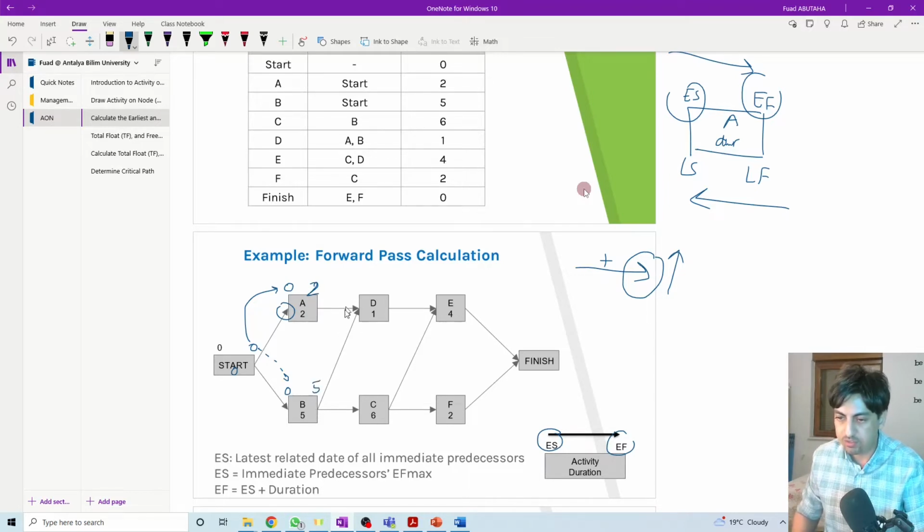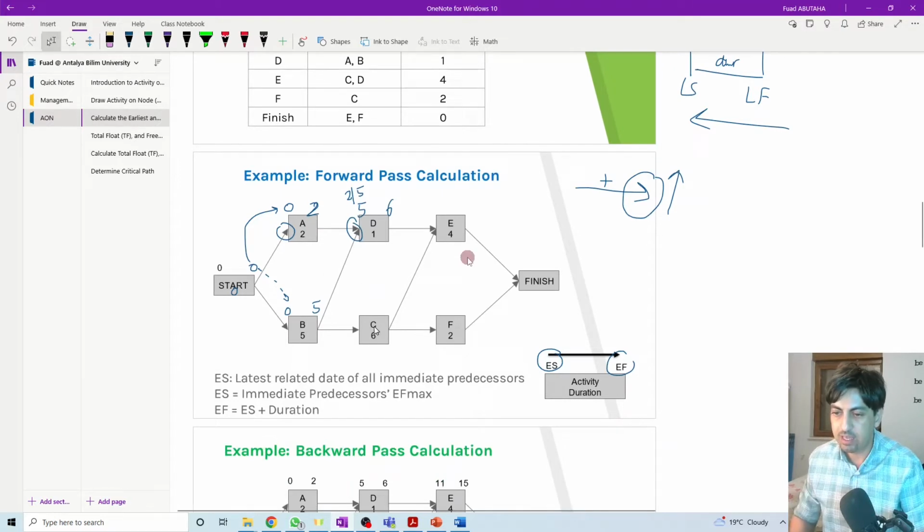Here, how many options do we have? We have two heads. It means that we have two options. One coming from activity A and one coming from activity B. We calculate for both. It can be either 2 or 5. Which one do we select? We select the highest, which is 5. 5 plus 1, 6. Here, for activity C, how many options? We have only one option coming from here, so we just directly transfer the 5 here.